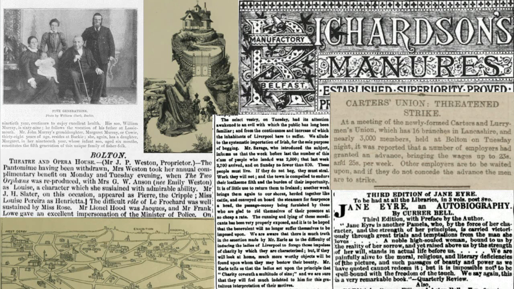And then you have, as you would expect, news of things like union strikes. The middle column, which is perhaps a little bit difficult to read, is a commentary on the Irish in Liverpool. On the left, over the map, is a theatre review, and below that is a map of Liverpool. And the far right on the bottom is an advertisement for Jane Eyre, an autobiography by Currer Bell. So the wealth and breadth of material that you can find in newspapers is quite staggering.